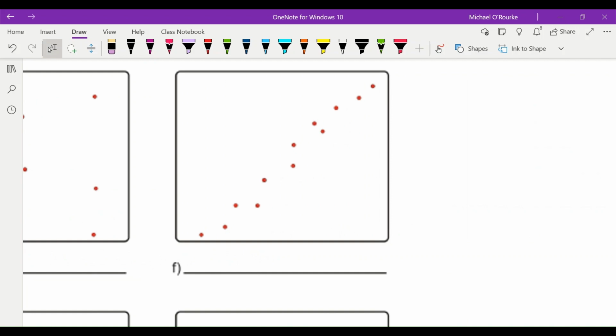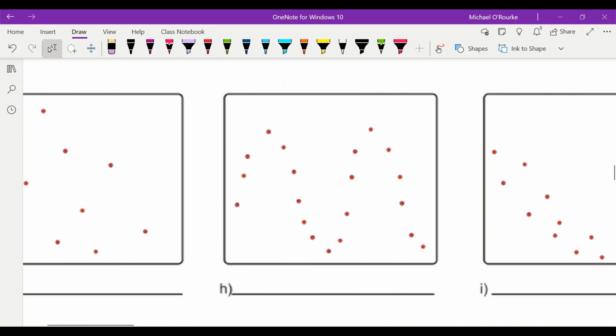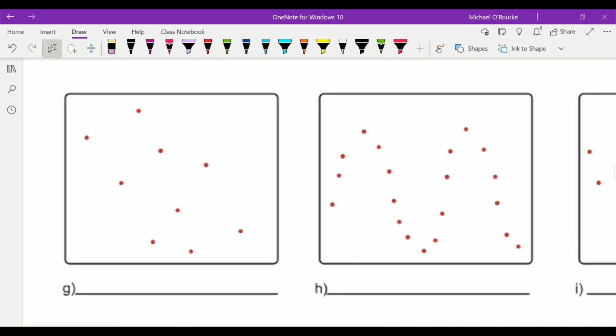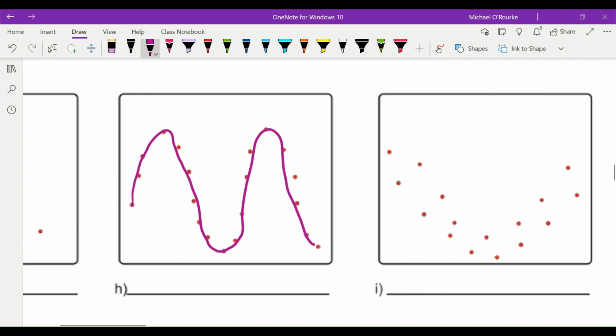For this one, I would look at that and I'd say, okay, it's positive because it's going up. But I'd also say it's pretty strong. Like if I draw a line there, all the dots are pretty close to it. This one, weak. Weak negative. Here is a strong curve because those line up pretty much perfectly along those lines. So it would be strong.